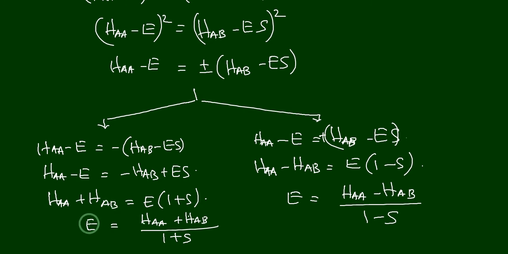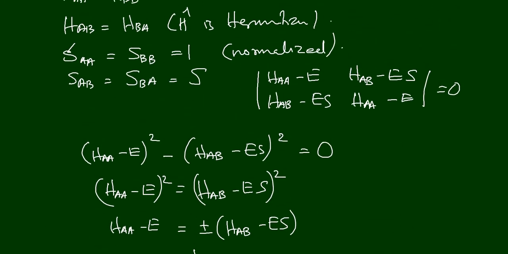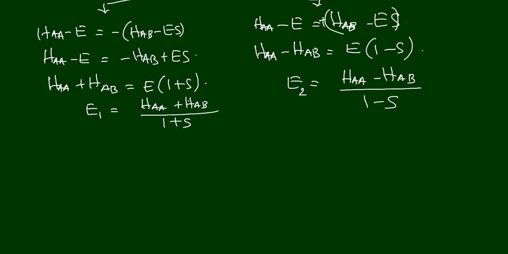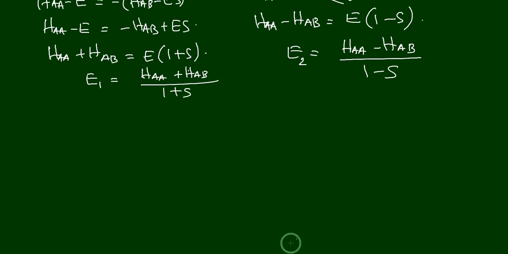So one expression for energy is (HAA plus HAB) divided by (1 plus S). Let me call this E1, okay, and the other expression for energy is (HAA minus HAB) divided by (1 minus S). Let me call this E2. So we have two solutions for E, because the secular equation itself was a second order secular equation, and we have two solutions for E from this secular equation. E1 and E2 are the solutions for E.